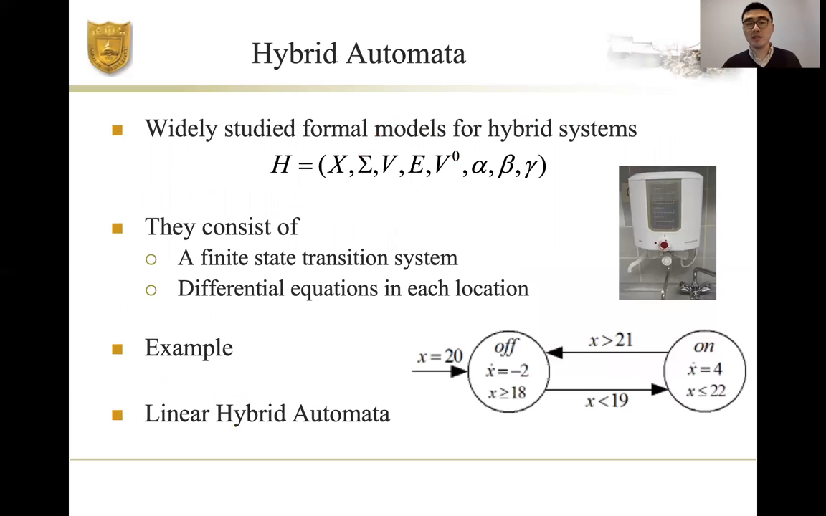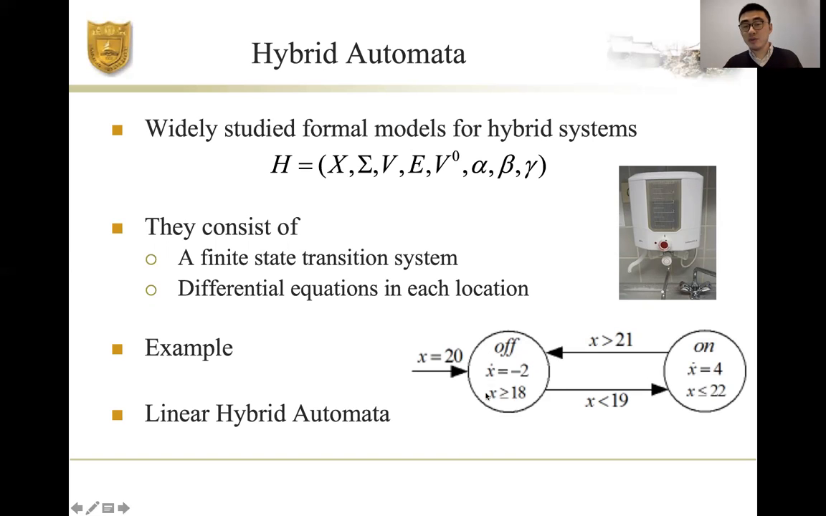And what is hybrid automata? It's a widely studied formal model of hybrid systems. It's a tuple, which we will not go into the detail of. Basically, the tuple consists of a finite state transition system and the differential equations in each location. And the differential equation makes the behavior of the system complex. For example, here's a picture of a water heater that I grabbed online. And if we build a model for it, basically it's a simple one, like this one.